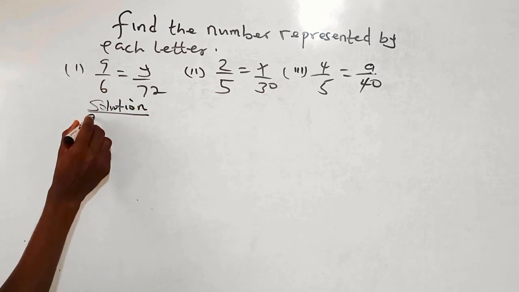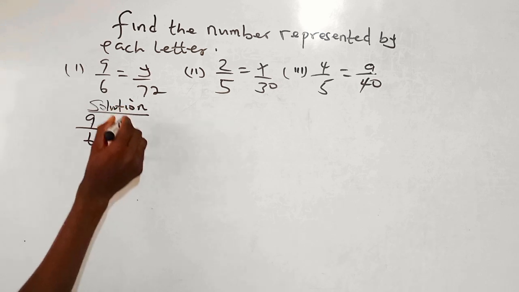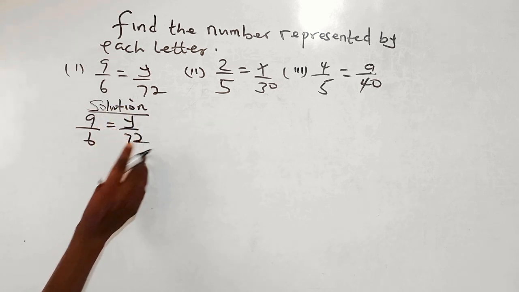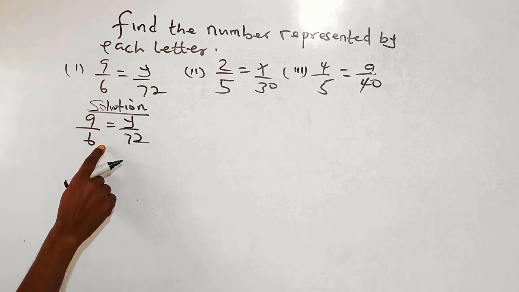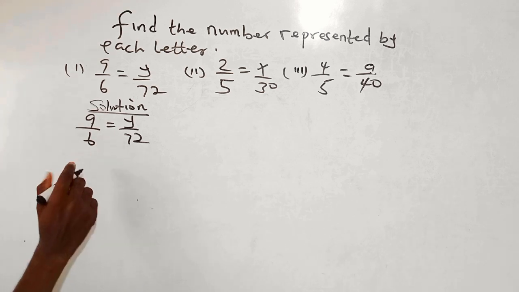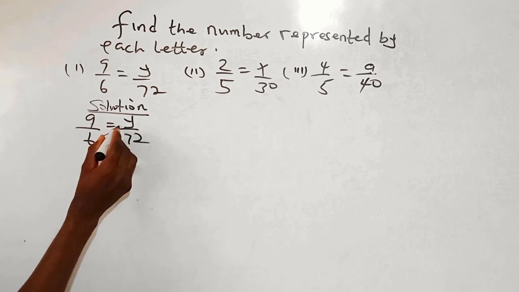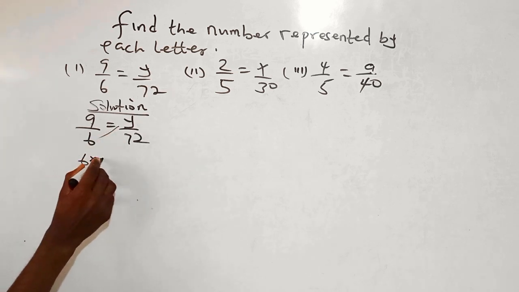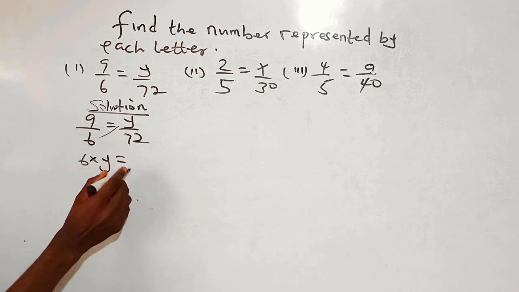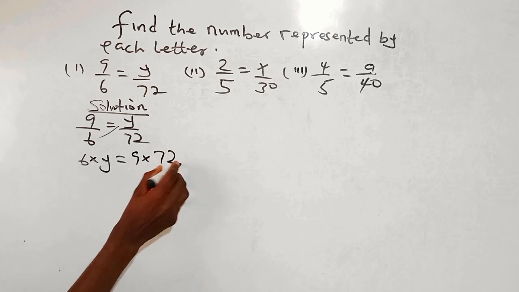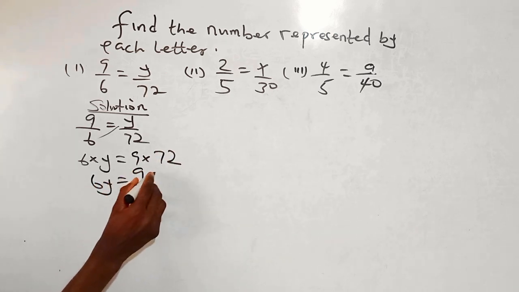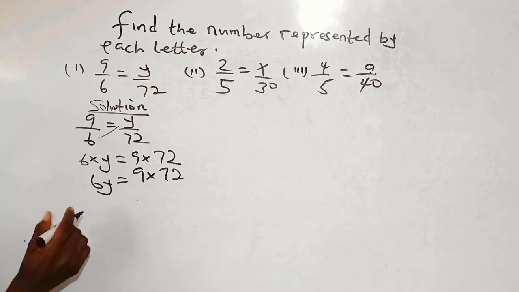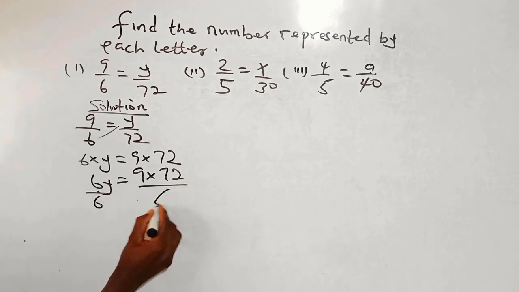So when we have 9 over 6 equals y over 72, one of the ways we can use in solving this is to cross multiply. So I say 6 times y equals 9 times 72. So 6y equals, I can simplify in the simplest way by dividing both sides by 6.